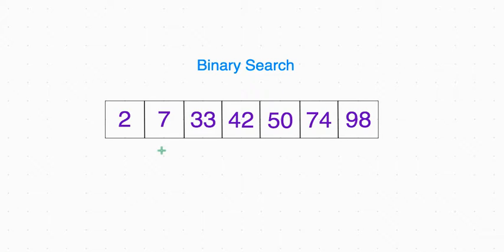Today we're going to talk about binary search. We can use binary search when we are given an array that is sorted. So let's take this example here and say we're looking for an element with the value 98. We want to know what index that's at.